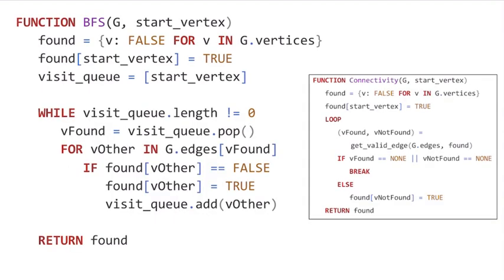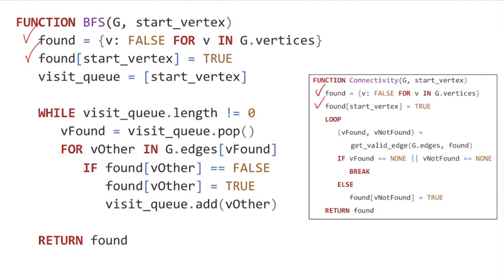So let's start by looking at our implementation for breadth first search. And it'll be worthwhile to compare this to the general version that we have over here on the right. So we'll start out the same way. We're going to mark every vertex as unfound. And that's the same in both places. And we're going to mark the start vertex as having been found.